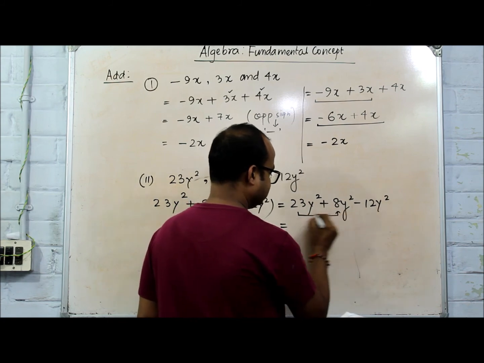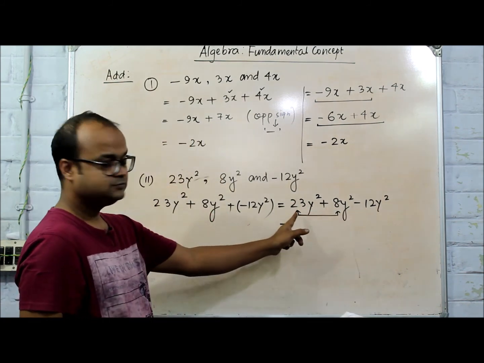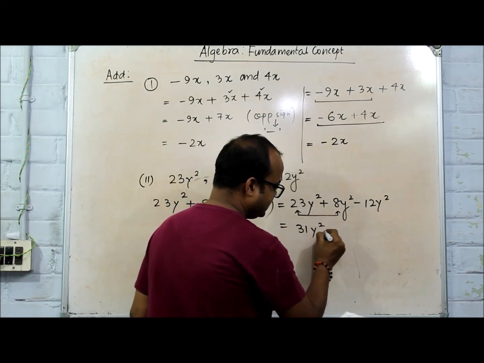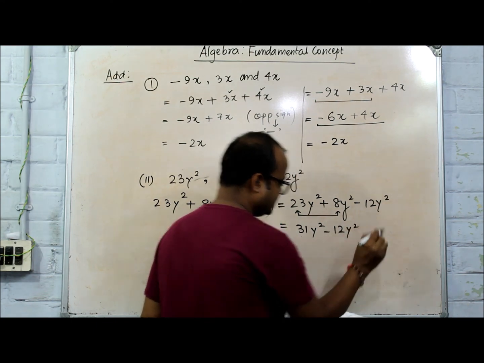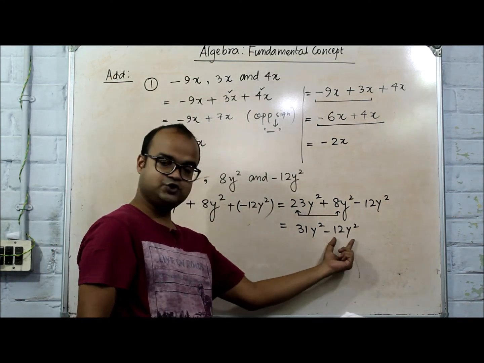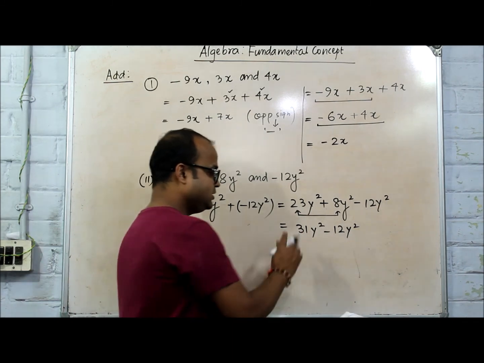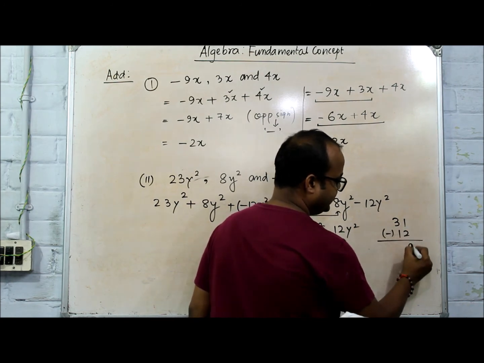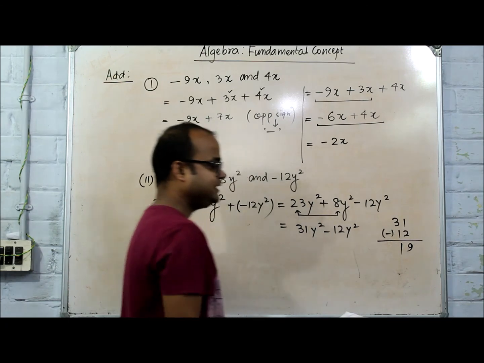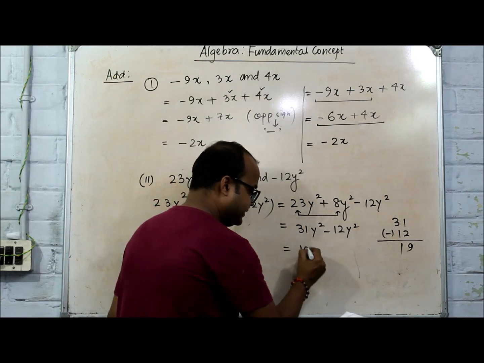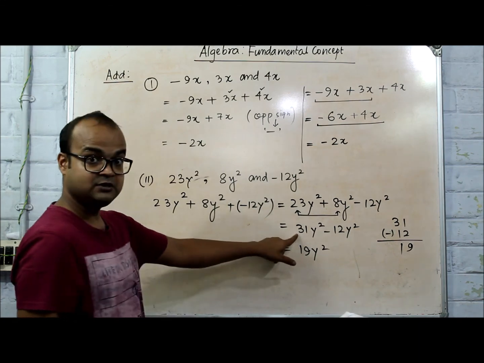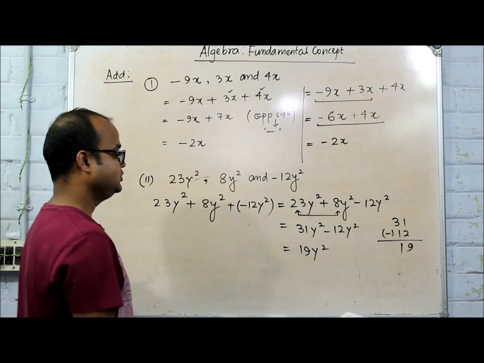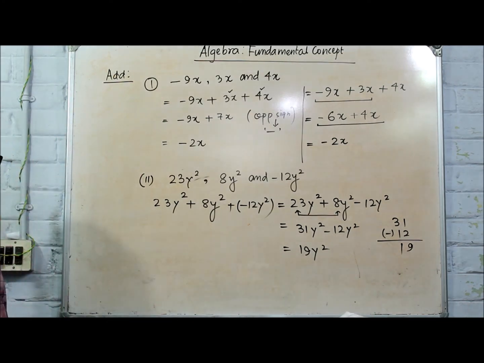23 plus 8, if we add these two, same sign, it will be equal to 31y square minus 12y square. 31 minus 12, opposite sign, subtract. 31, if we subtract 12, then the result will be 19y square. 31 is bigger in magnitude, so it will carry the sign of 31, that is positive. So your answer is 19y square.